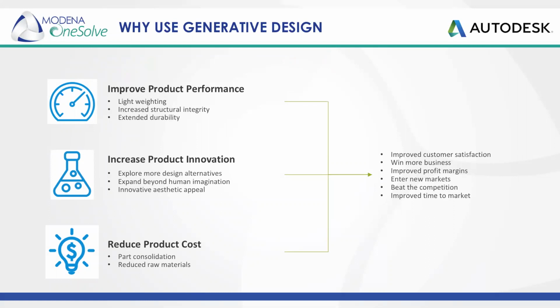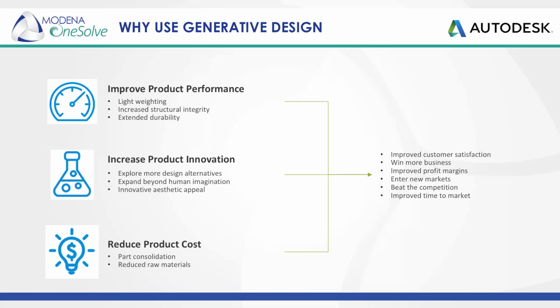Using generative design has a host of benefits. As mentioned with the General Motors example, product performance is improved by making components lighter and stronger, increasing their durability and overall lifespan, allowing us to meet and even exceed the needs of our customers by simply providing them better quality products. The second benefit would be an increase in product innovation.